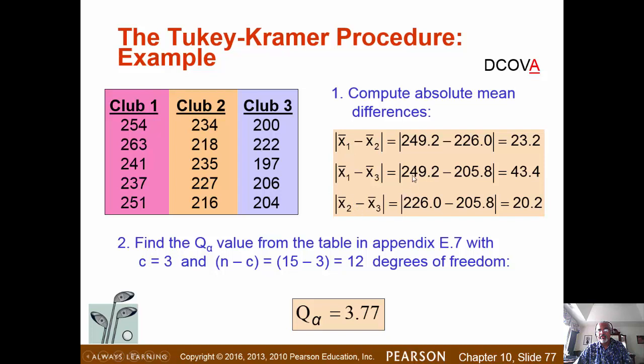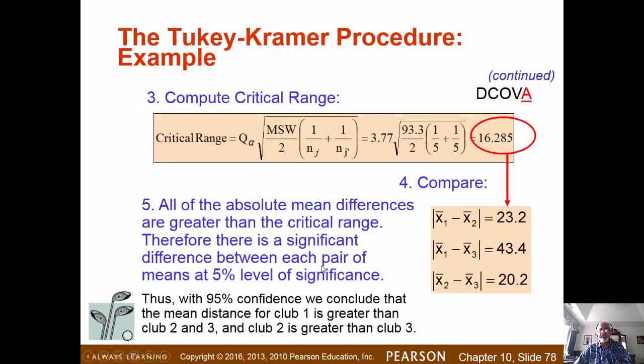So we have 3 pairs, and the absolute differences in the sample means are these. Then you get the Q sub alpha value from appendix E.7. C equal to 3, n minus C equal to 12 are the 2 degrees of freedom. And then with this Q sub alpha, you compute the critical range, and you compare that critical range with the actual difference, the absolute value of the difference, and as you see, all the pairs have differences that exceed the critical range. So all of them are different. So let's look at an Excel example next.